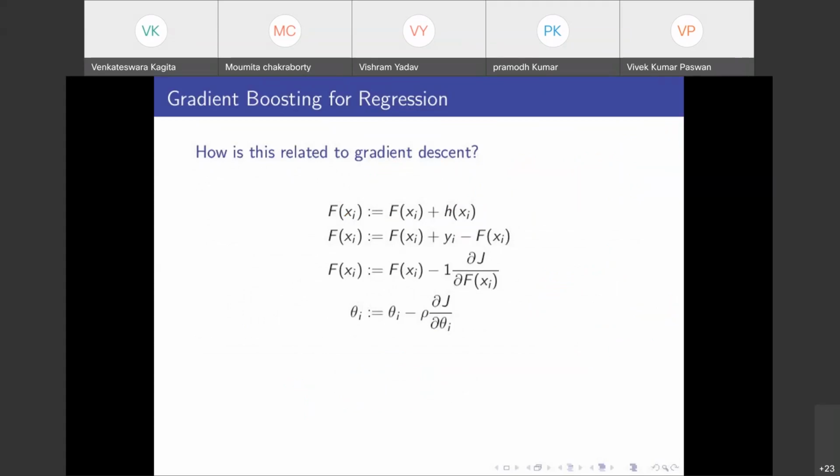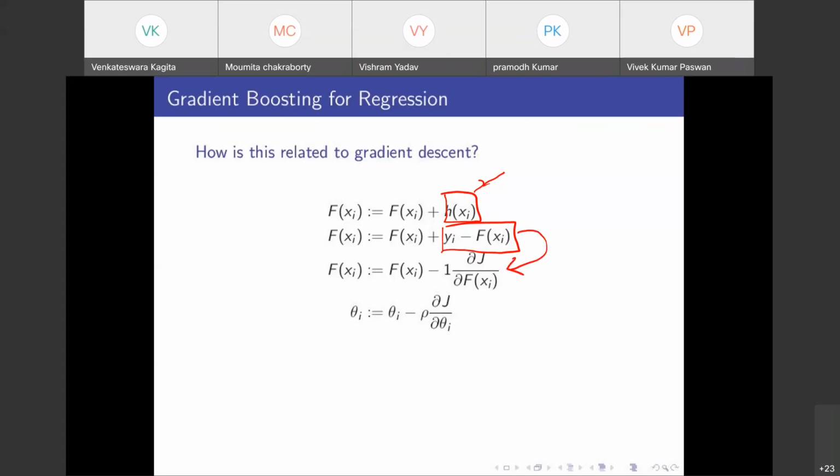We want to update the existing model. We want to add another model that compensates for the shortcomings of the existing model f of x. Right. So that is why we are fitting an additional model h of x. Fitting an additional model h of x is equivalent to fitting a model to y minus f of x. And that is equivalent to negative gradient descent.